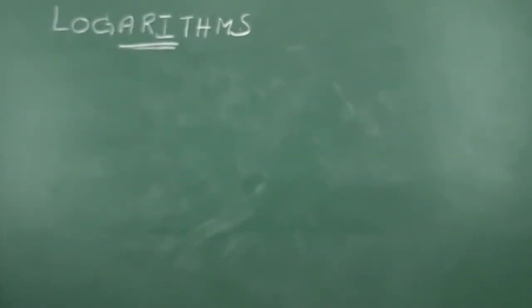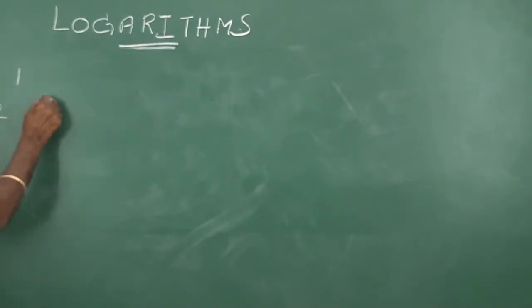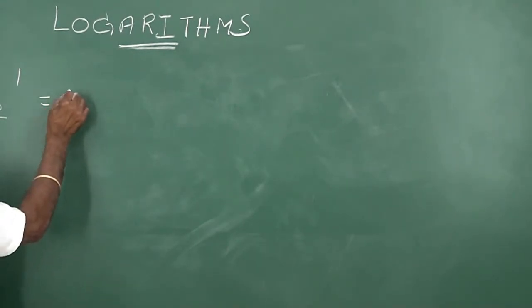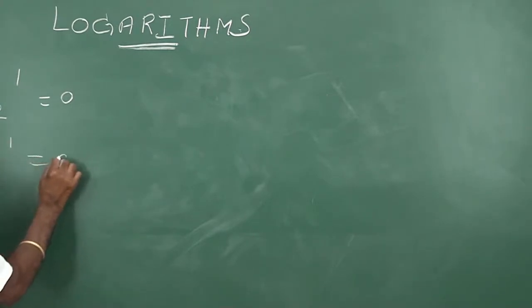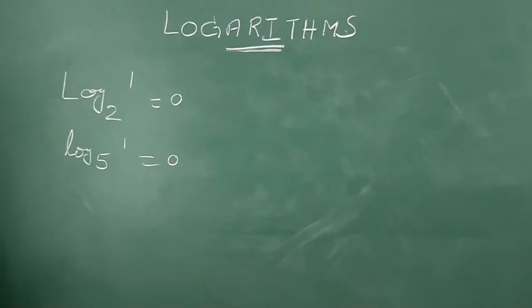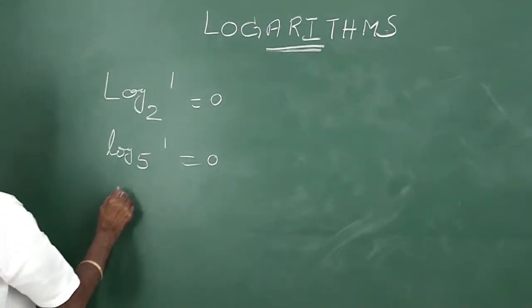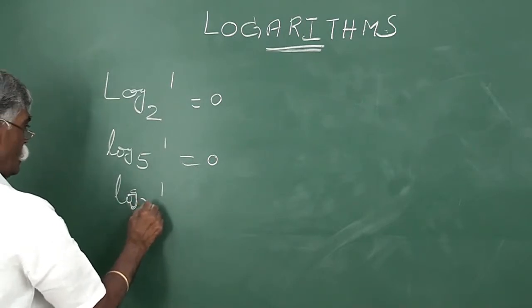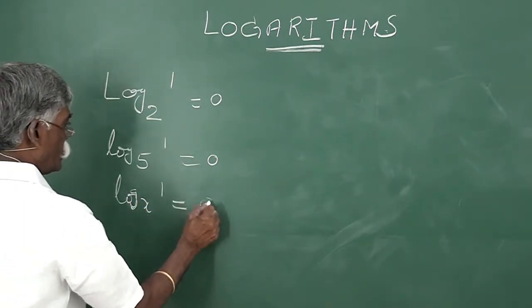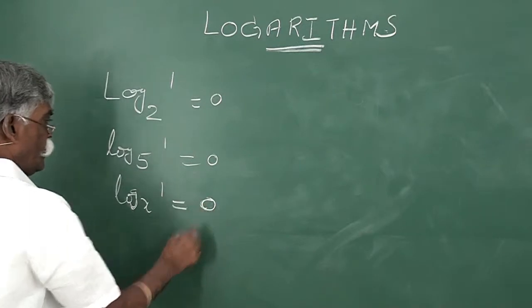Now, logarithm of 1 to the base 2. To get 1, 2 must be raised to the power 0. In the same way, logarithm of 1 to the base 5 is also 0, because 5 power 0 is 1. And logarithm of 1 to the base x is also 0.